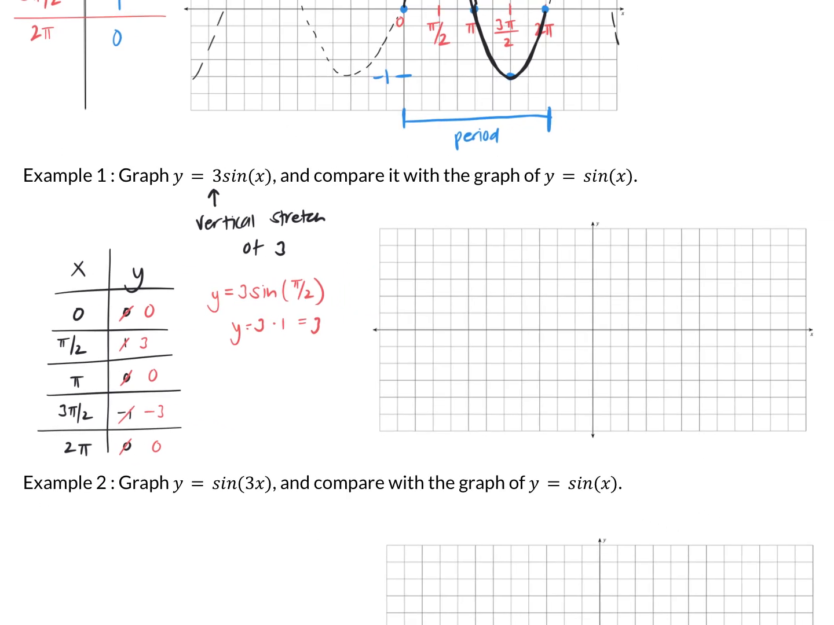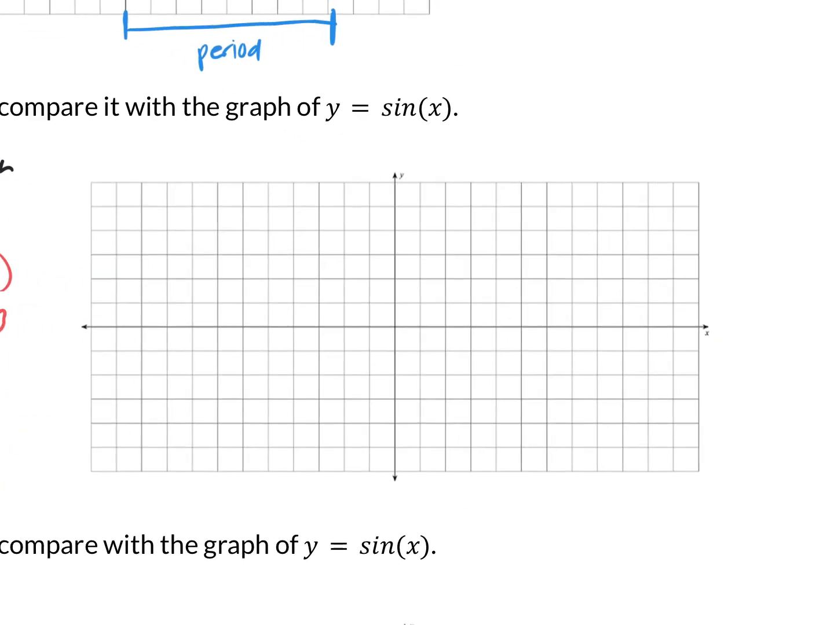Okay, so now I just got to plot these points on the graph. I'm going to label my x-axis with 0, pi over 2, pi, 3 pi over 2, and 2 pi. And again, I like to go by twos here. So this will be 0, pi over 2, pi, 3 pi over 2, and 2 pi. And then I'm just going to plot those points. Again, I'm going to try and take up as much space as I can on this graph. So I'm going to label 3 all the way up here. I'm going to label negative 3 all the way down there.